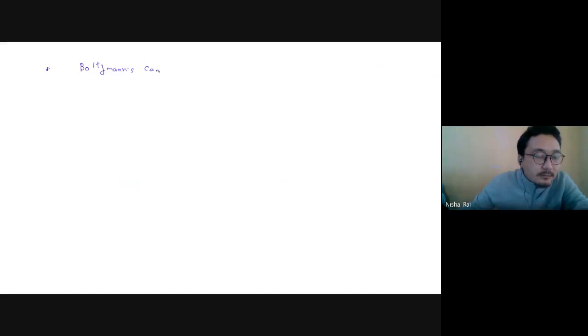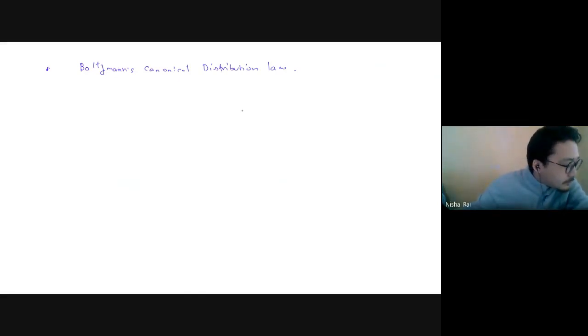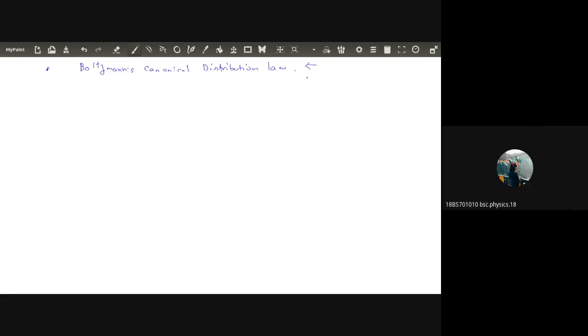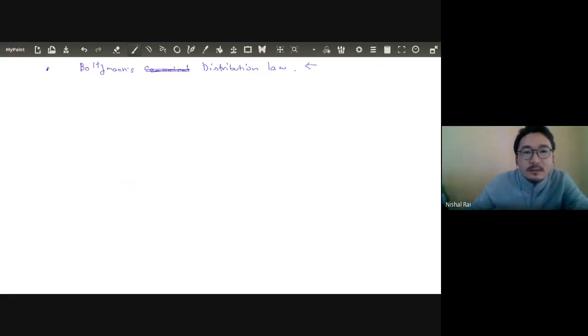Boltzmann canonical distribution law. Clear? Is it clear? Basically, this is microcanonical. When we talk about this classical Boltzmann canonical, it is basically microcanonical. Clear? Or just write Maxwell's distribution law. Let's just remove this. This is for a classical system.